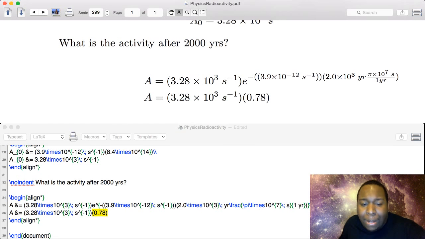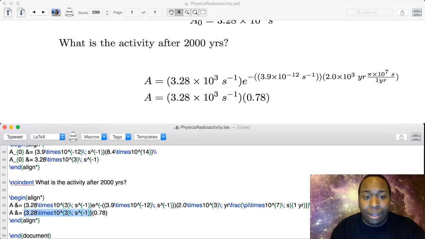So it looks like, just looking at this, if we think of 0.78 as being close to 0.75, the activity decreases by 3/4. So 0.78, and that makes sense. The activity should decrease, right? The rate of decays per unit time should begin to slow down over time because you're losing more and more substance.